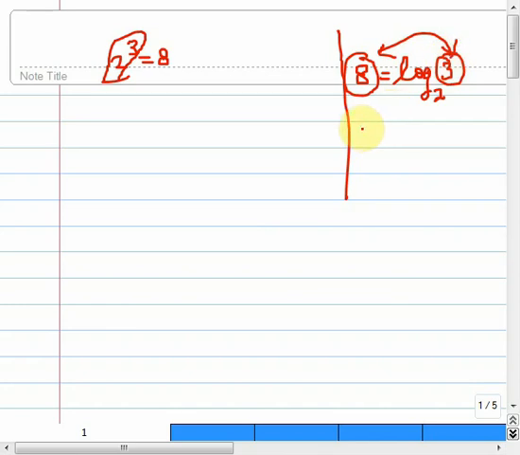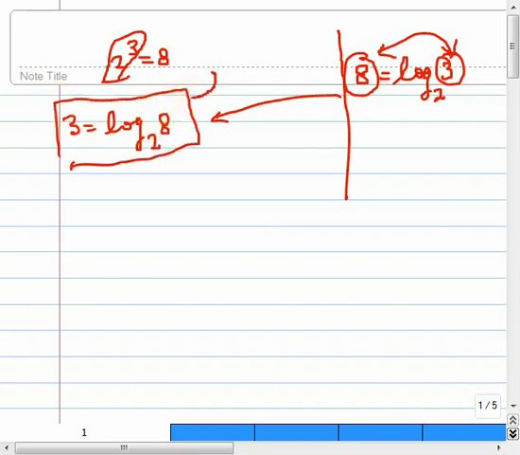What will be the logarithmic equivalent? Logarithmic equivalent will become like this. 3 is equal to log to the base 2 of 8. This will be the logarithmic equivalent of the exponential function defined here. These are very simple problems. I have just mentioned a method which I have devised to find the equivalent.